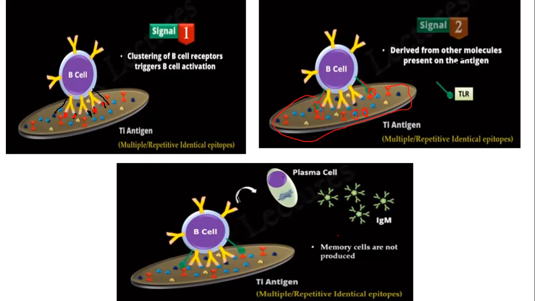What is the difference between T cell independent and T cell dependent? The major difference is that no memory cells are produced. Memory cells are not produced in the T cell independent process. So it is a simple process.